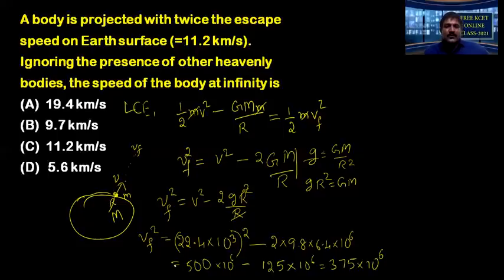Now what we have to do? We have to take the square root. That's all. So final step here I write Vf equal to square root of 375 into 10 power 6. So that 375 square root, rough value you must know. 19 square is 361 and 20 square 400, so it is between that. So it is something like 19.5 or 19.4, and square root of 10 power 6 is 10 power 3 meter per second. Escape, it is the speed at infinity. So that is 19.4 kilometer per second. The option A is the right choice for this question.